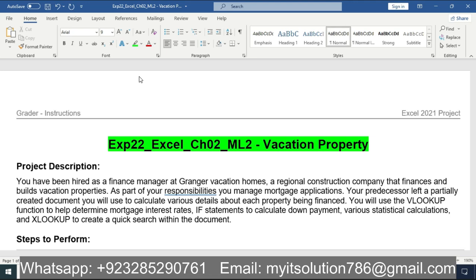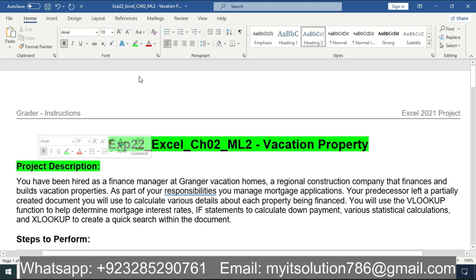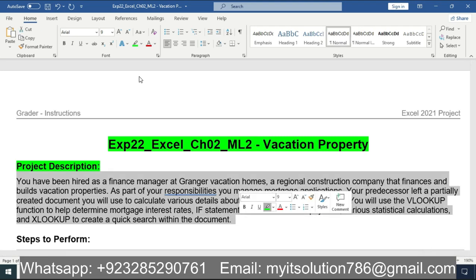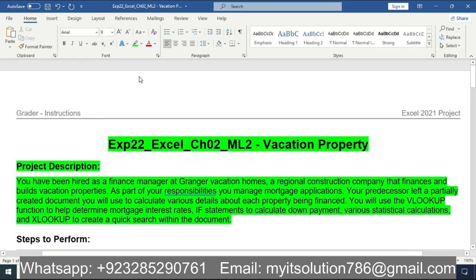So we go on our assignment. Our assignment name is Exp2022 Excel Chapter 2 ML2 Vacation Property. So we go on our project description. You can read the project description for your information, so you can easily solve the assignment by reading it.